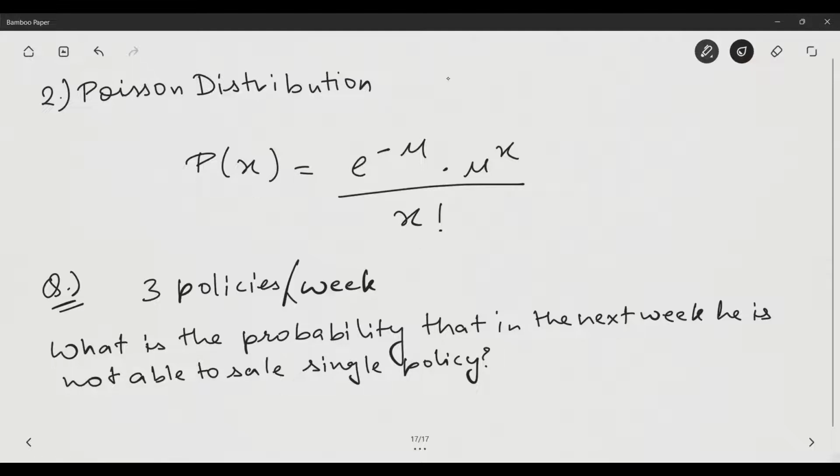So just try to identify X and mu in this case, because you need not identify anything else. e is 2.72, a fixed value, and you need to identify mu and X. So what is X and mu in this case, guys? I think this is the simplest question. Not able to sell any insurance policy. What is the probability that he's not able to sell any insurance policy in the next week, given his record of selling 3 policies per week? Now just try to give me the probability.